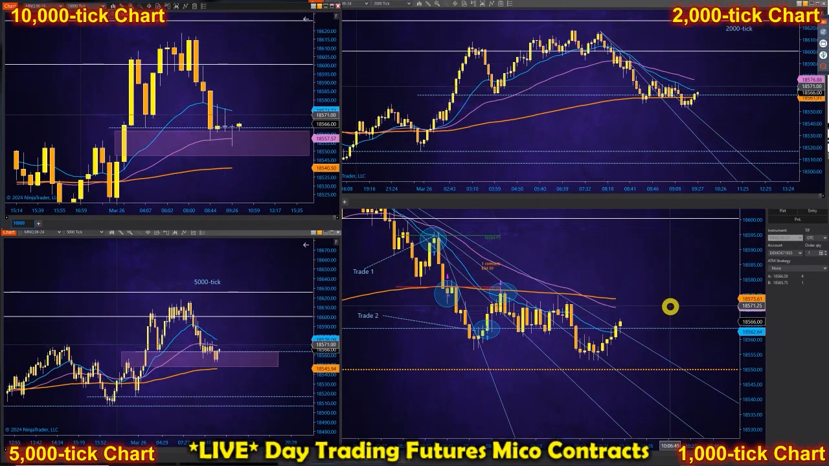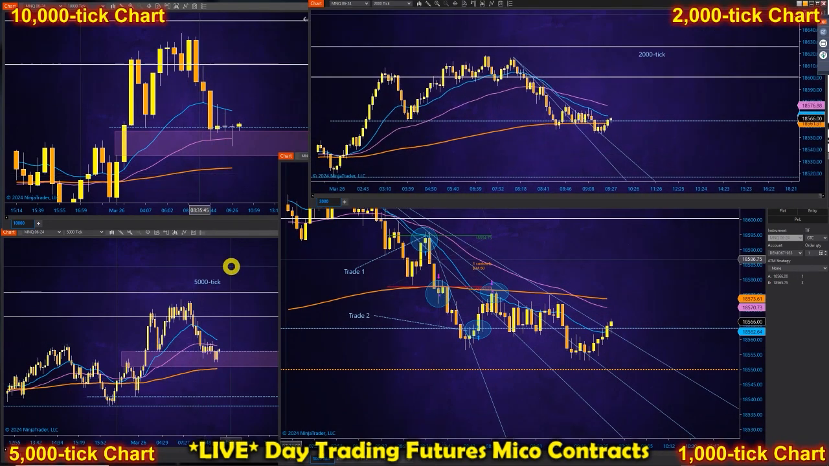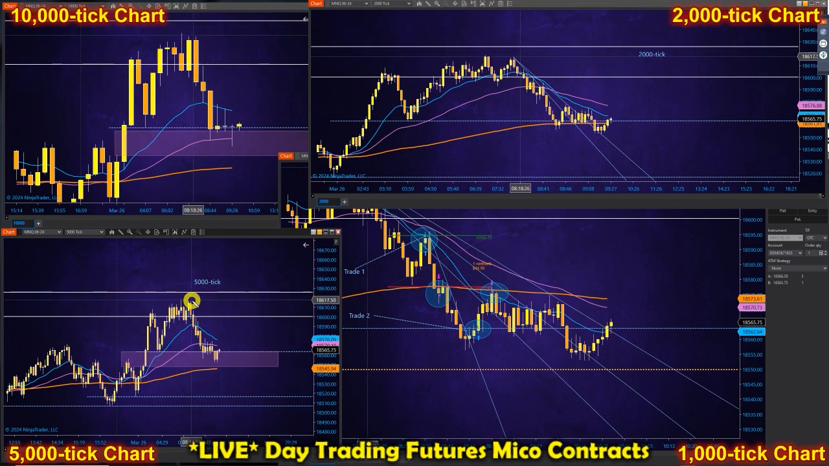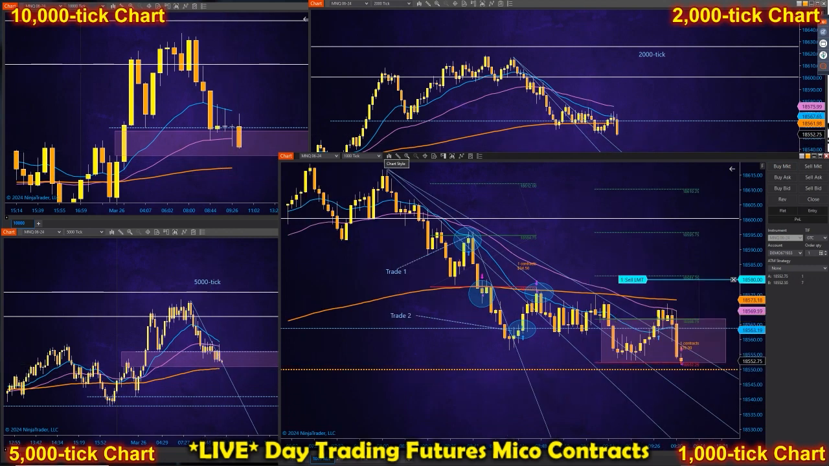And I'm getting ready to really think about a trade right here. It's crossed on the 2,000 tick chart. Let me check the 5,000 tick chart trend line. Yeah, it's getting ready to pop up over the top of that. And I'm going to go long. Order filled. We'll go long. We'll keep our stop within reason. Order filled. Okay, stopped out on that one.